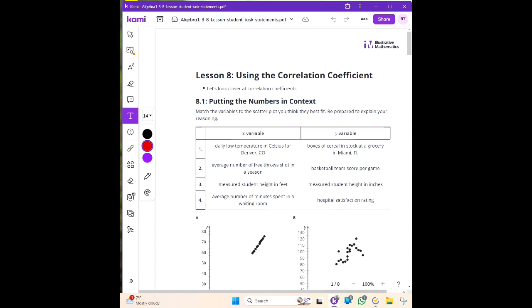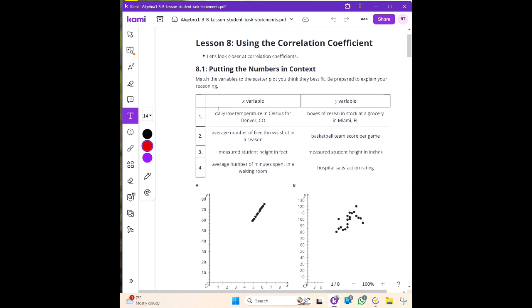1.3.8 using the correlation coefficient. So let's look closer at correlation coefficients. Putting the numbers in context, match the variables to the scatter plot you think they best fit. Be prepared to explain your reasoning. So let's take a look at these.